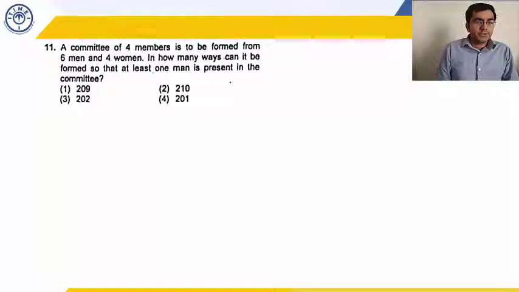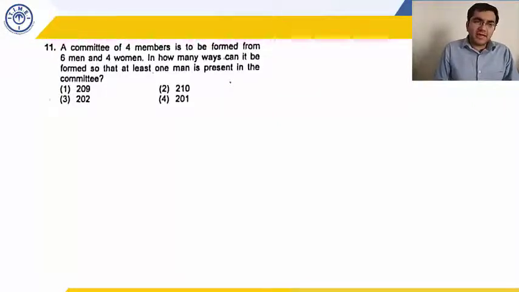Okay, so you want to make a committee with at least one man. What is the meaning of at least one man present in the committee? It means that there can be one man in the committee, or 2 men, or 3 men, or 4 men in the committee, and all of these are acceptable. What is the most important word that I used? Or. One man, or 2 men, or 3 men, or 4 men in the committee.